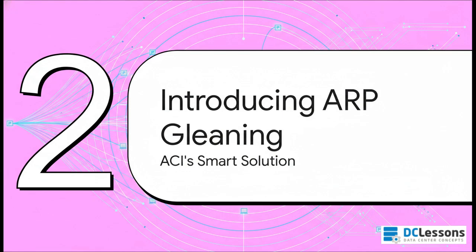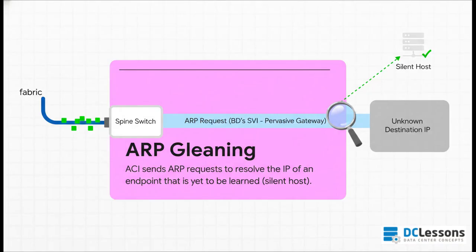This is where the fabric stops being passive and starts actively hunting for those missing endpoints when it needs to. So what is it exactly? Well, when the fabric gets traffic for an IP address it hasn't learned yet, it doesn't just drop it. Instead, one of the spine switches actually generates a brand new targeted ARP request. This ARP comes from the bridge domain's own gateway IP, and its whole purpose is to poke the network and say, "Hey, who has this IP address? I need to find you."